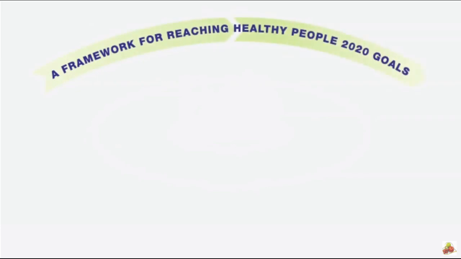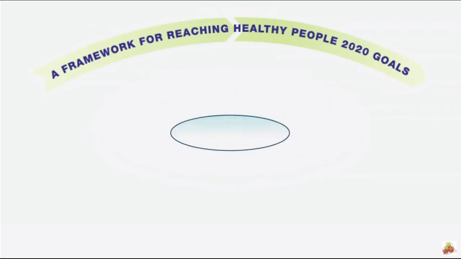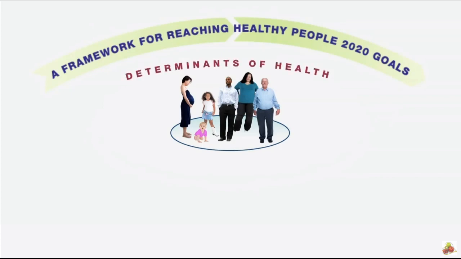Determinants of Health, a framework for reaching Healthy People 2020 goals. What makes some people healthy and others unhealthy? How can we create a society in which everyone has a chance to live long, healthy lives? These are just a couple of the important questions that Healthy People 2020 explores. The range of personal, social, economic, and environmental factors that influence health status are known as determinants of health.